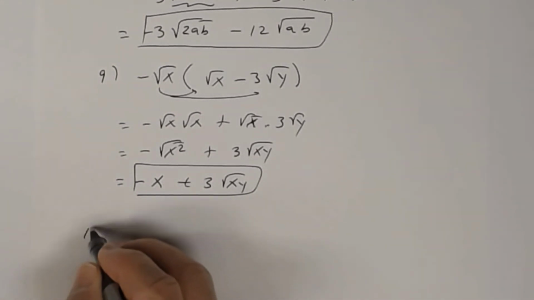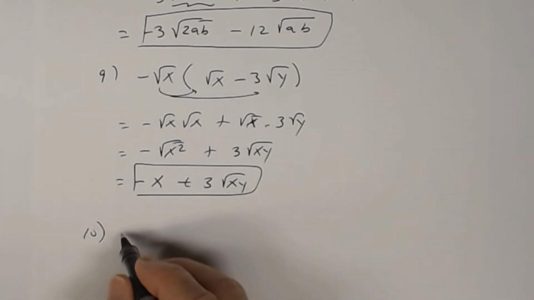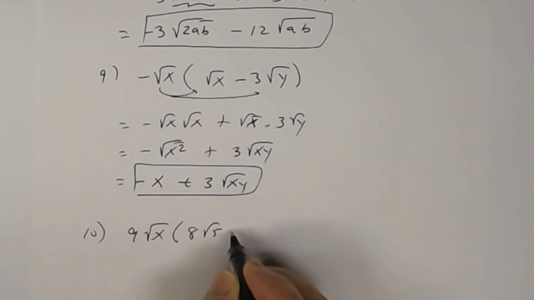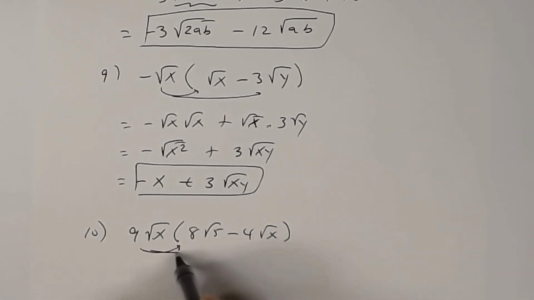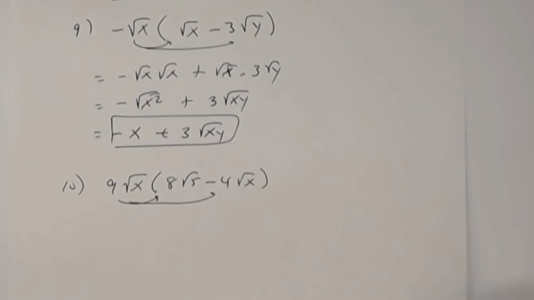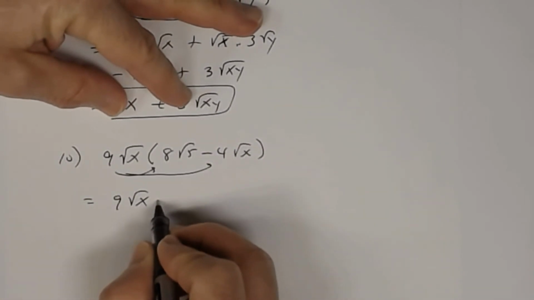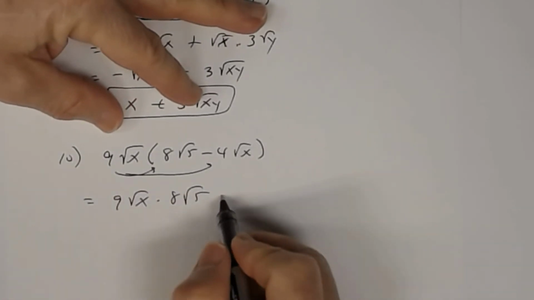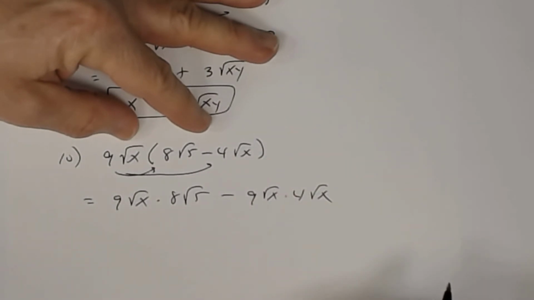Let's try this one, number 10. So let's suppose we had, actually we'll do 2 more. So let's suppose we had 9 square root of x times 8 square root of 5 minus 4 square root of x. And so using distributive property, I'm going to get, and again, write it out if you have to. So it becomes 9 square root of x times 8 square root of 5, right? And then a positive times a negative is a negative. So 9 square root of x times 4 square root of x.